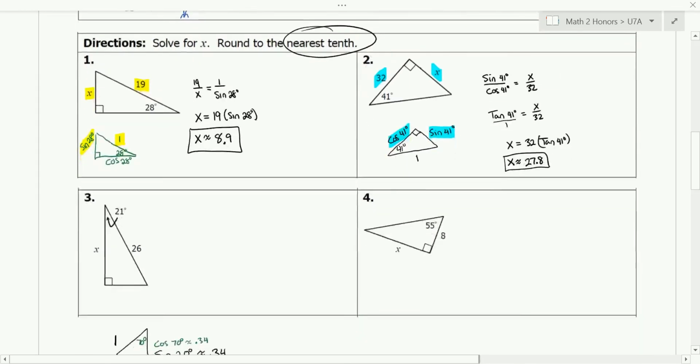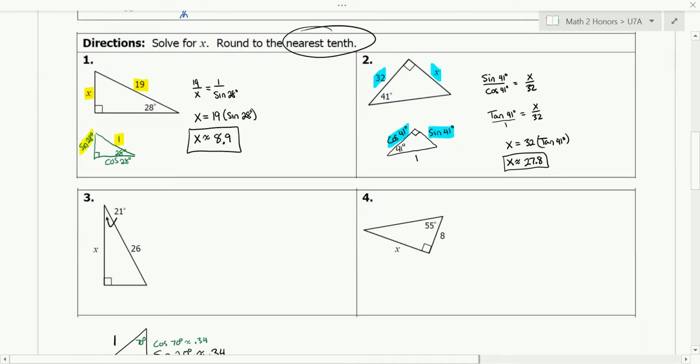Everybody try number 3 on their own. And while you're doing that, I'm going to come around, and if you are having trouble with your calculator, now's a good time to know, and I can help you out.